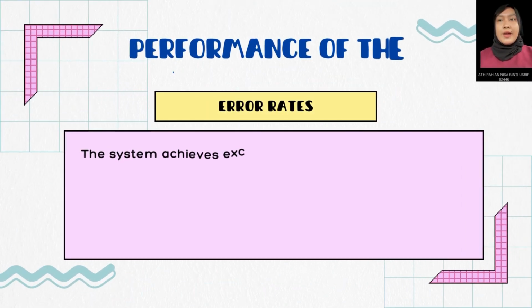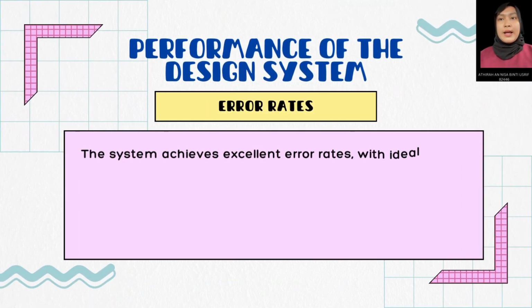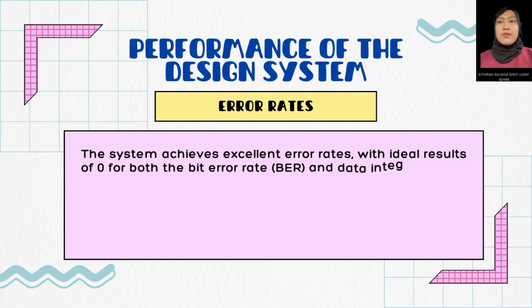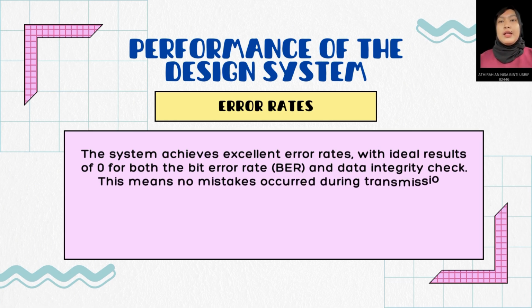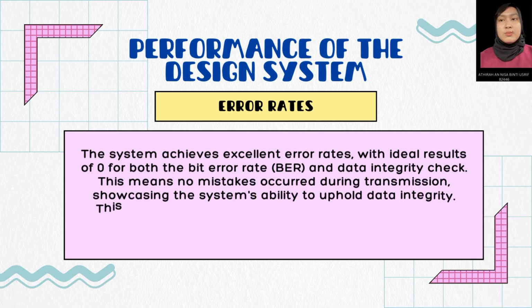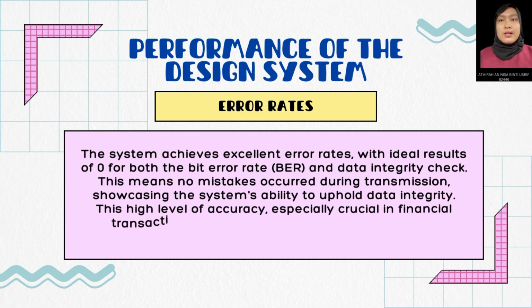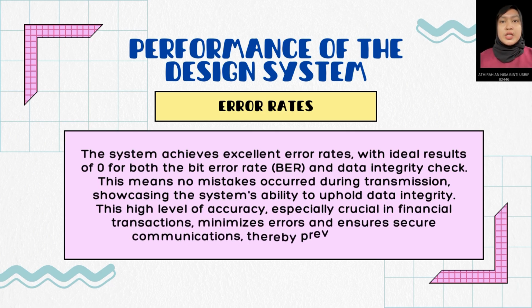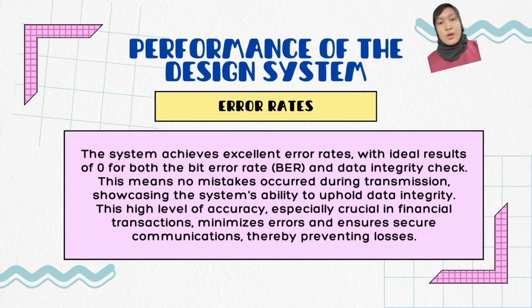The second one is error rates. The system achieves excellent error rates with an ideal result of 0 for both the bit error rate, which is BER, and the data integrity check. This means no mistake occurred during the transmission, showcasing the system's ability to uphold data integrity. This high level of accuracy is especially crucial in financial transactions, to minimize error and ensure secure communication, thereby preventing losses.